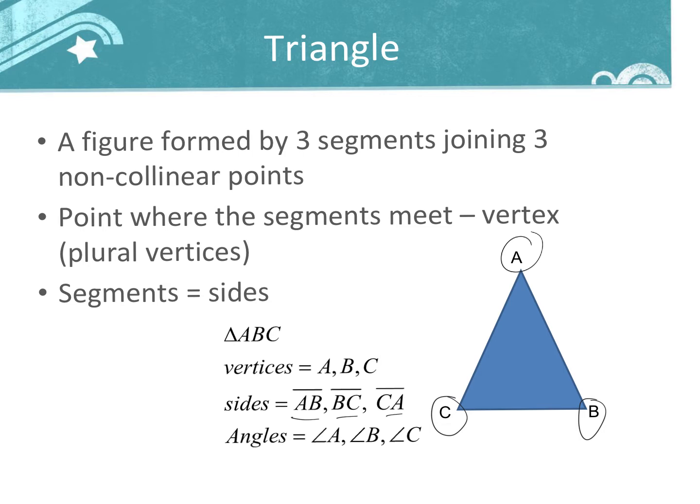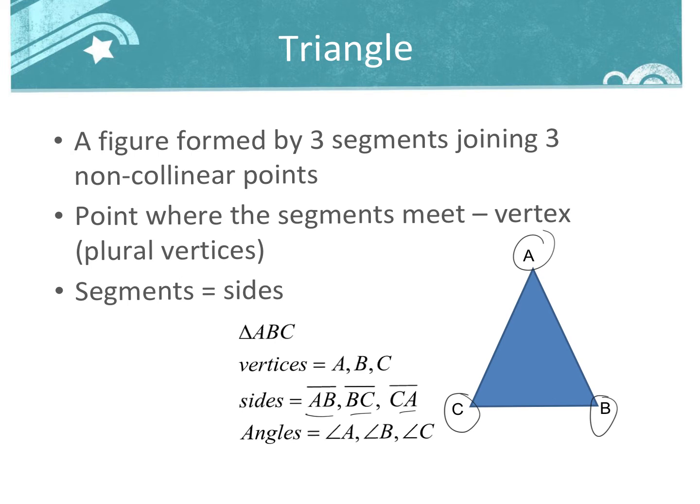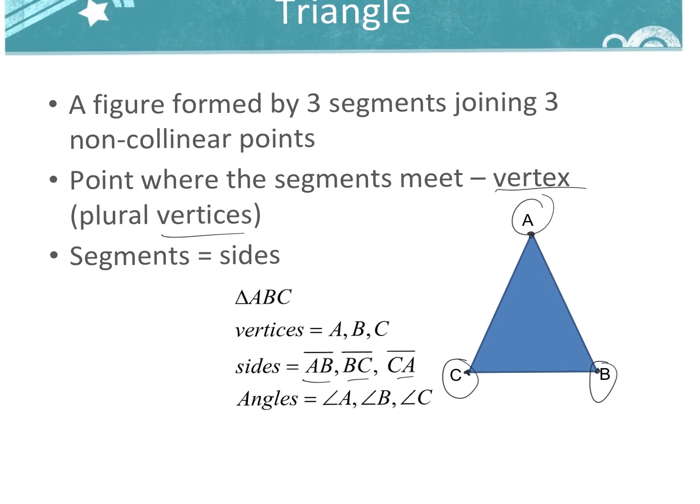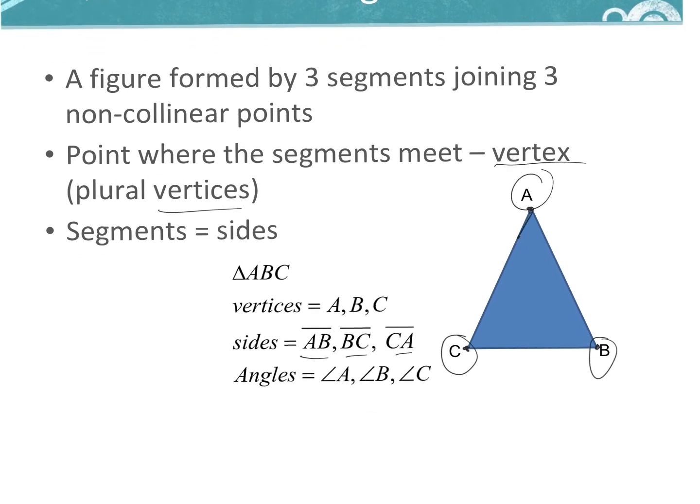So it has three sides, three points. The point where the segments meet is called a vertex, and its plural is vertices, okay? We're going to be referencing those a lot. Our vertices here are A, B, and C. In other words, the corners of the triangle. The angles that are formed inside the triangle become angle A, angle B, and then angle C down here, okay? So we've got A, B, and C as our angles.